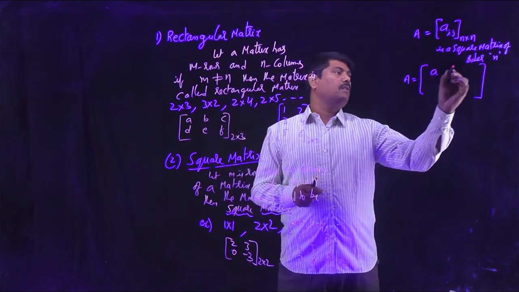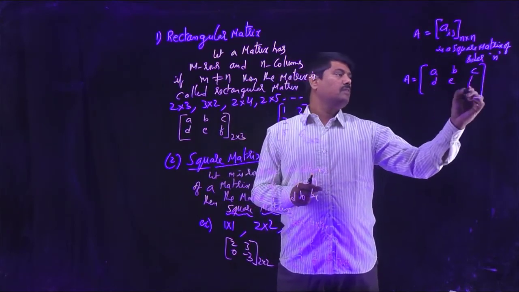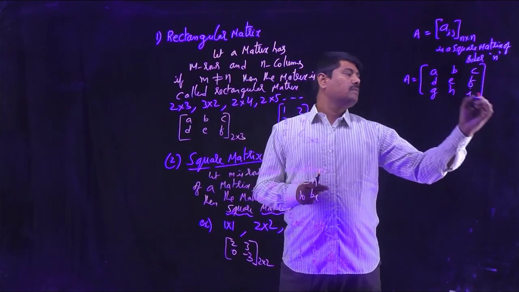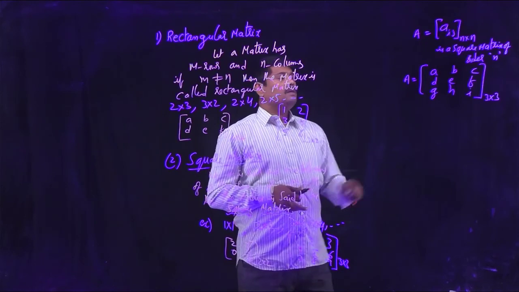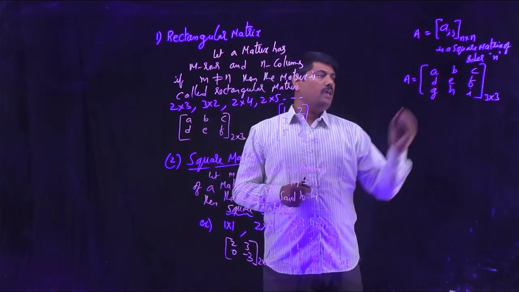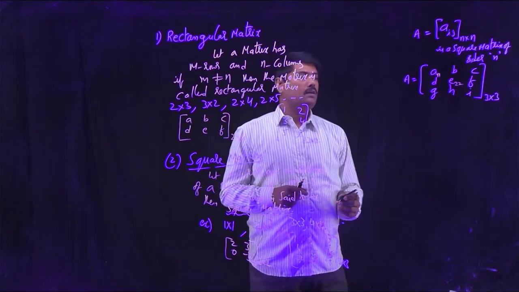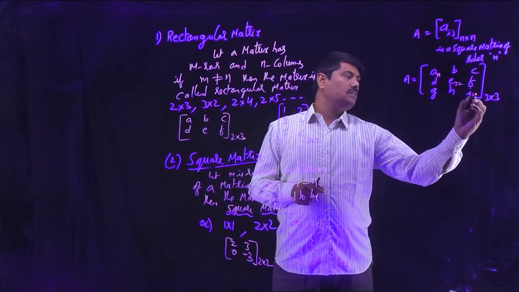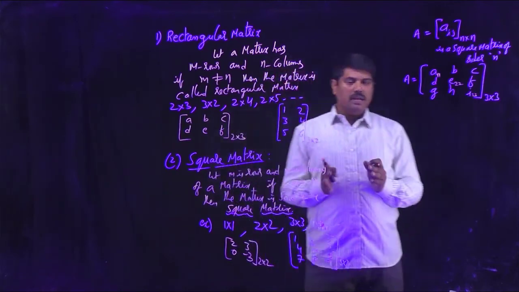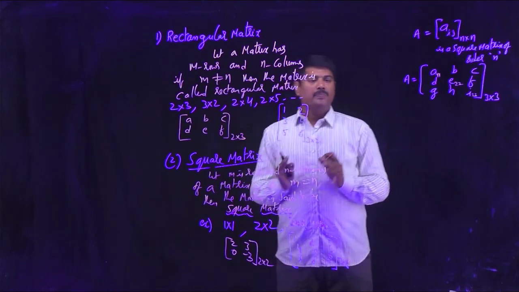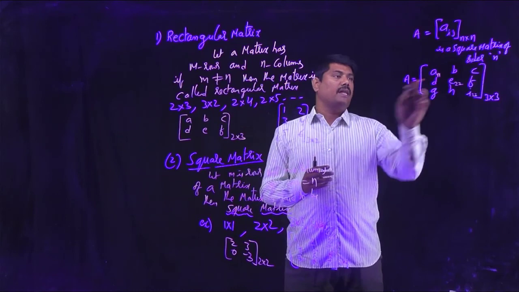Observe this example. Let me consider one example of a square matrix: A B C D E F G H I. This is of order 3 by 3. Here, what is the position of A? A is 1 1. Position of E is 2 2, second row, second column. Position of I is 3 3, third row, third column. So in a square matrix, we have some elements which have the same row number and the same column number like this.